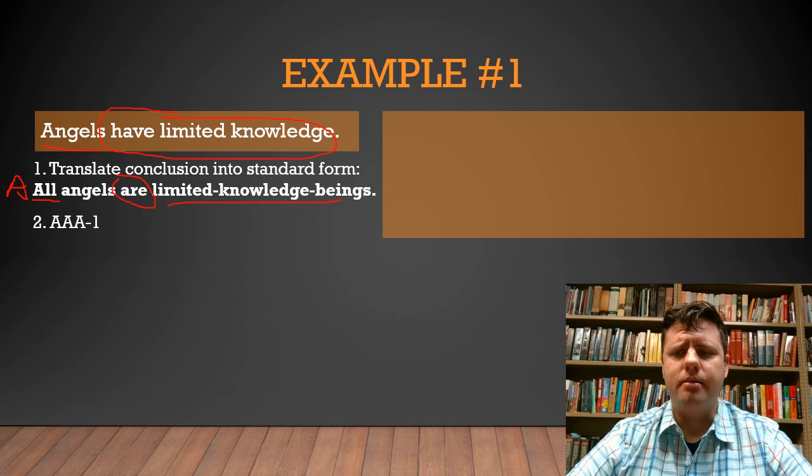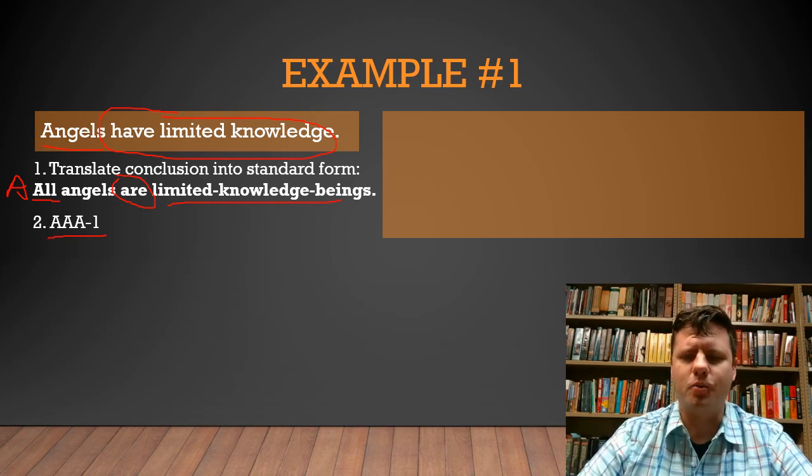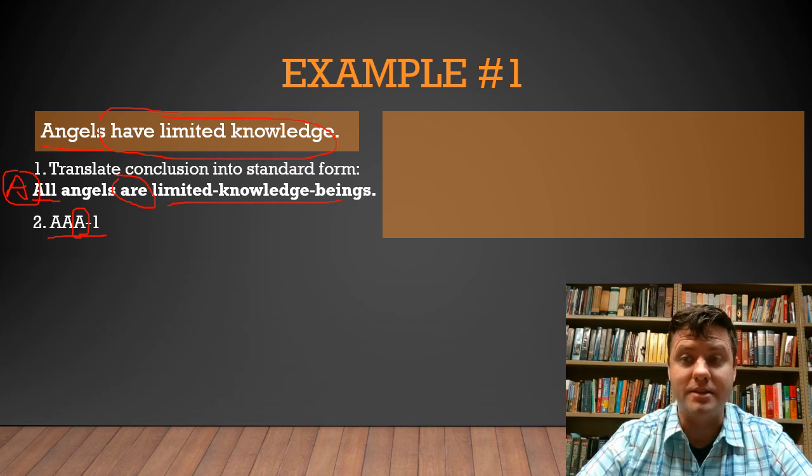Then we pick a form that is valid. In this case, we're going to use AAA1 because that is a valid form and it has an A in the conclusion, which is a requirement for this to work. We have to make sure that our conclusion fits with the third letter in that form. That is a valid form.